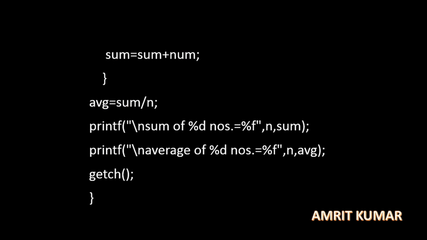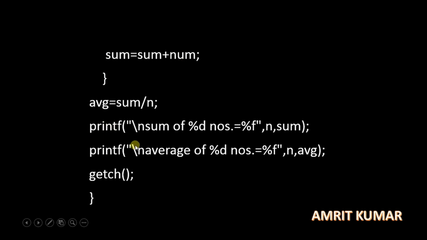Okay. And after that, I am using the average concept. Average means sum of all numbers divided by n, and n is the total count of the numbers. So this is how you can find the average, and this is how you can find the summation.